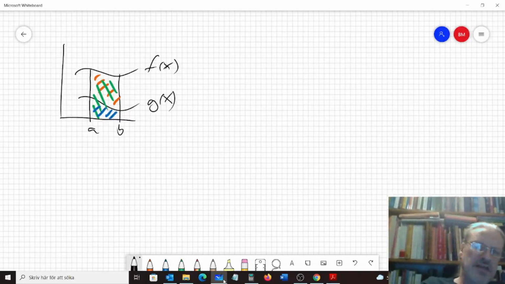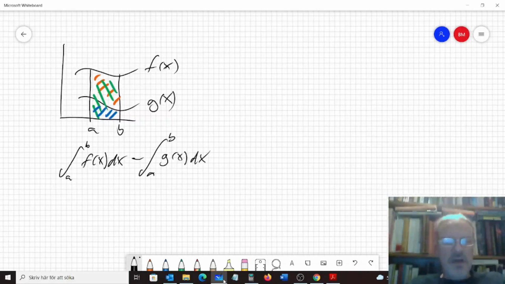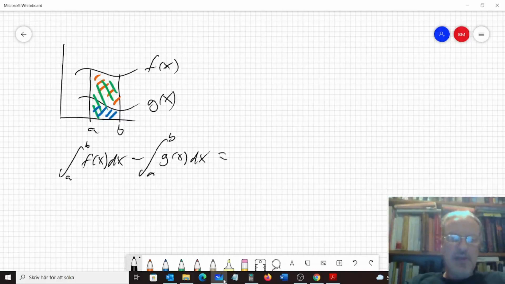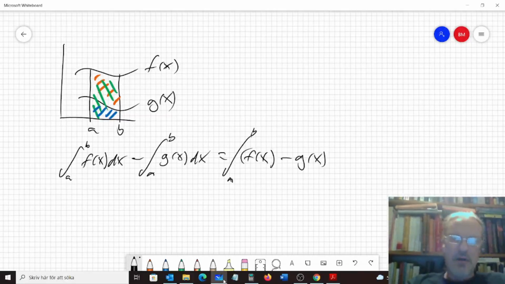So we can write an expression for this. The integral from a to b of f of x dx minus the integral from a to b of g of x with respect to x. But we can also save a bit of time quite often by instead evaluating the integral from a to b of f of x minus g of x with respect to x.